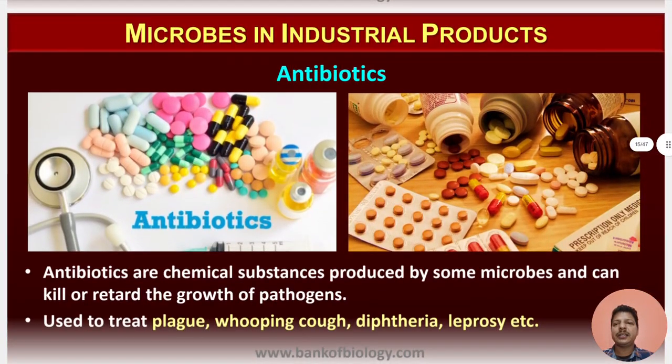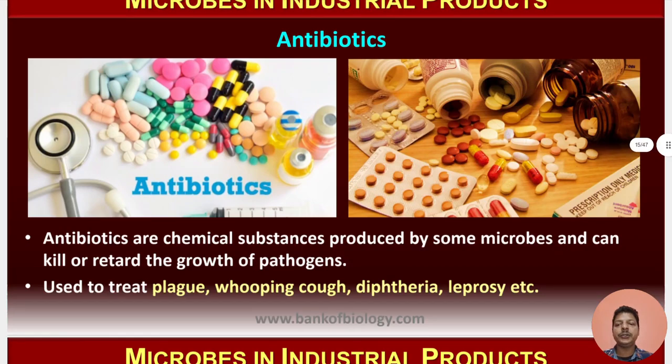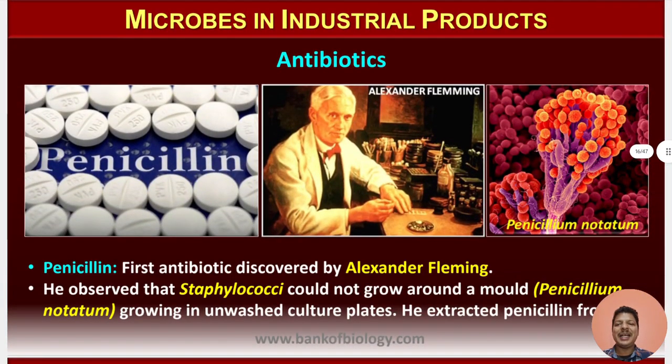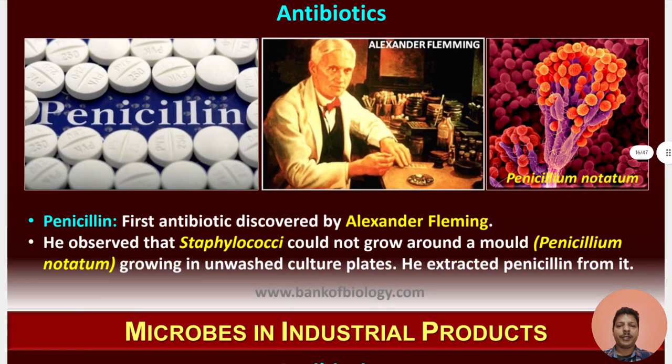Then antibiotics. Antibiotics are chemical substances produced by some microbes that can kill or retard the growth of pathogens. They are used to treat plague, whooping cough, diphtheria, leprosy, etc. Penicillin is the first antibiotic discovered, by Alexander Fleming. He observed that Staphylococcus could not grow around a mold, Penicillium notatum, growing in unwashed culture plates. He extracted penicillin from it.